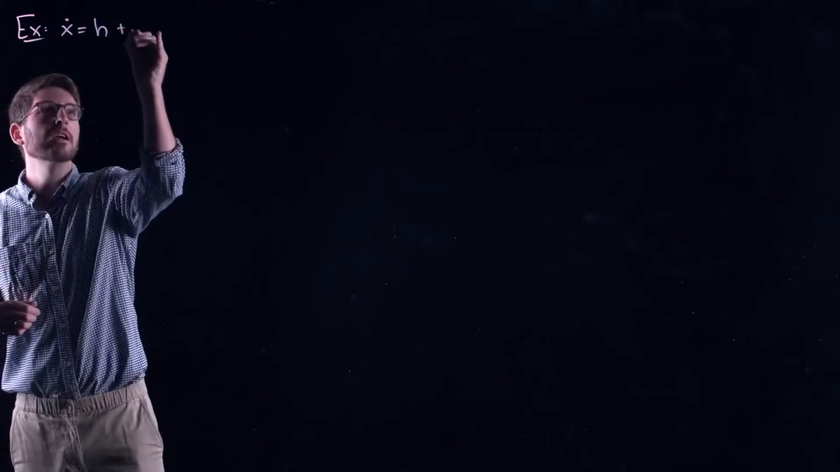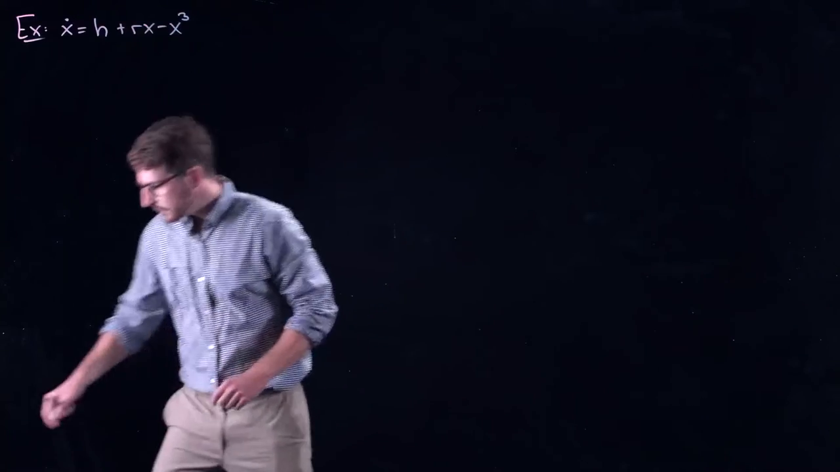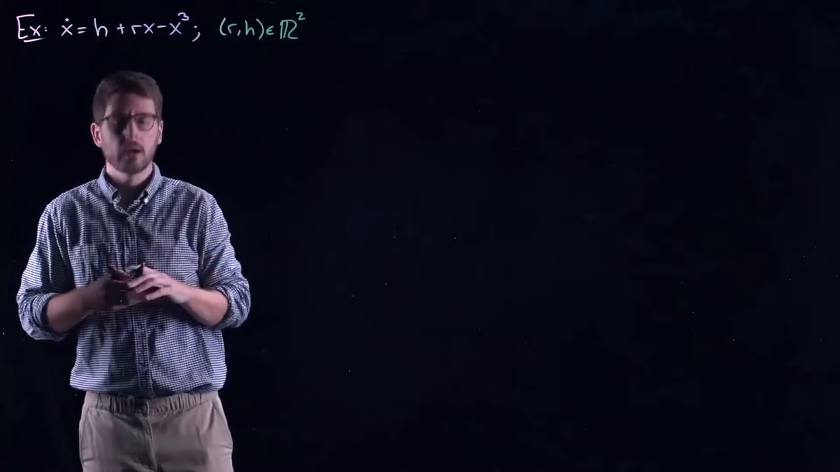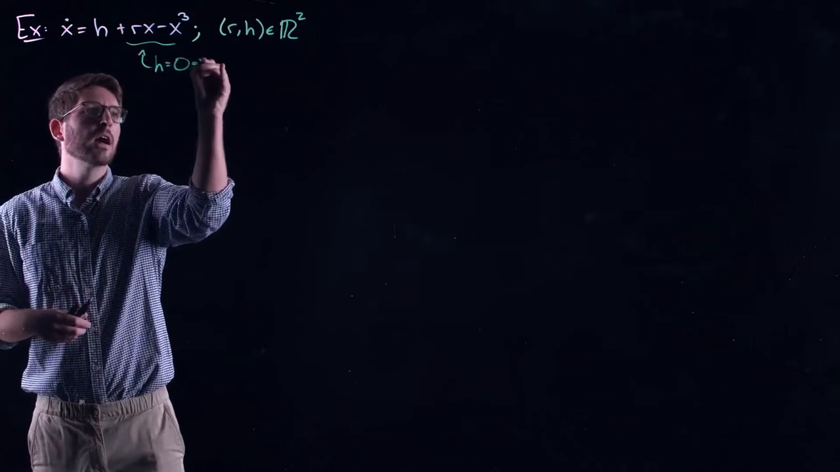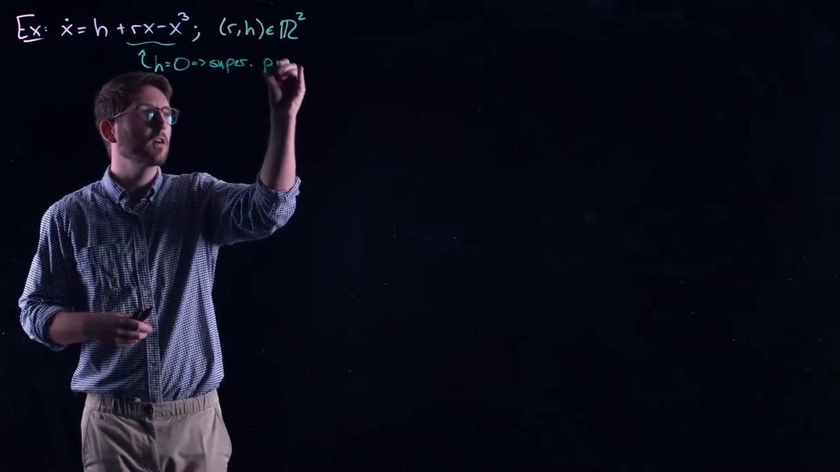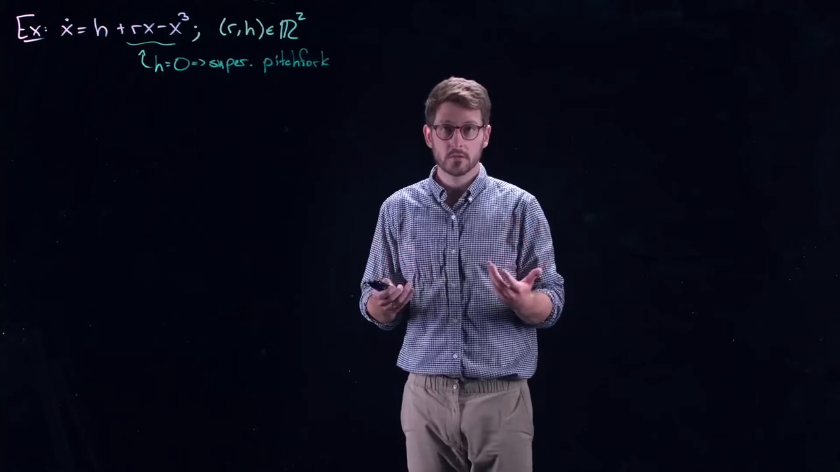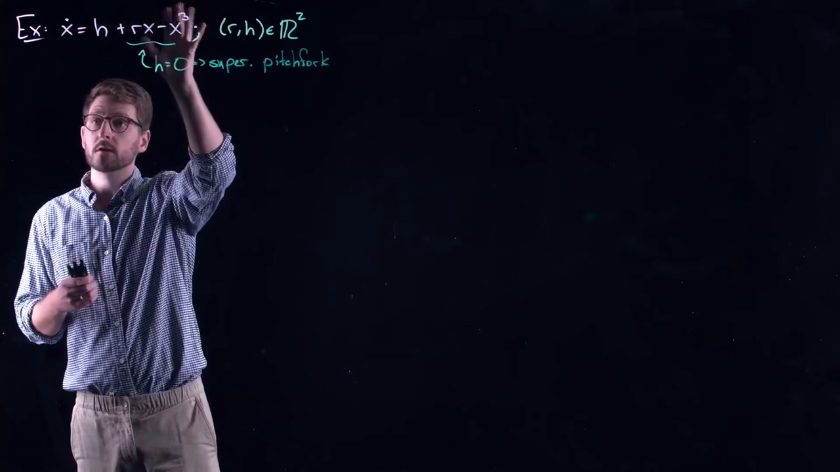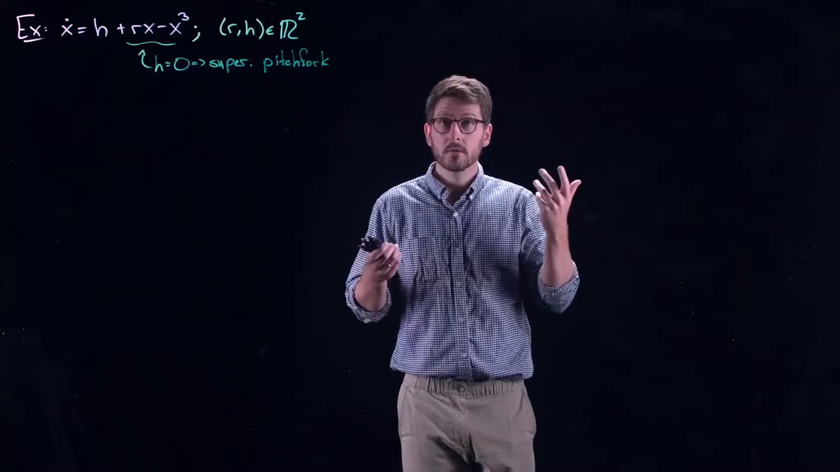The example that we'll work through today is a simple little variation of a supercritical pitchfork bifurcation, okay? So the first thing that I want you to look at here is the fact that there are two parameters now, R and H. One thing that you can notice, when H is equal to zero, I get the normal form of the supercritical pitchfork bifurcation. But if H is not equal to zero, I destroy the odd symmetry of this problem, and therefore I don't necessarily get a pitchfork bifurcation anymore because I don't have the symmetry that I needed. So the question is, what happens, right?